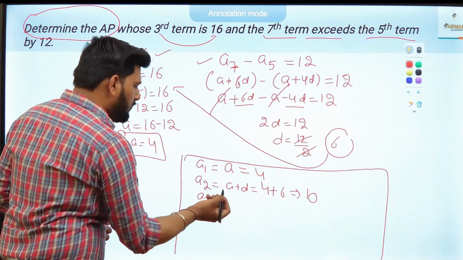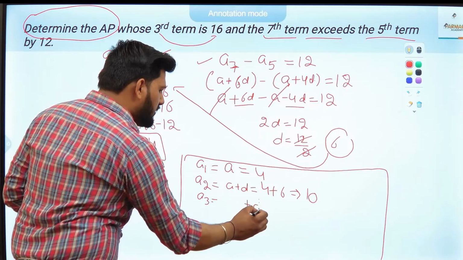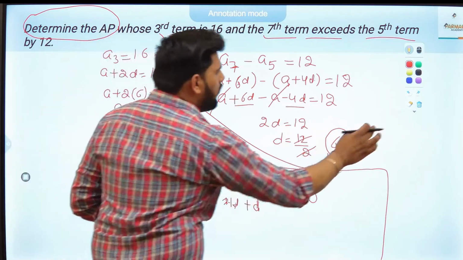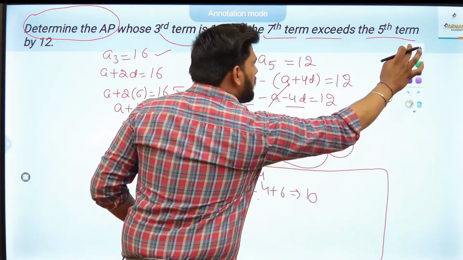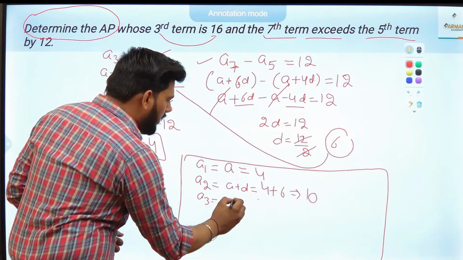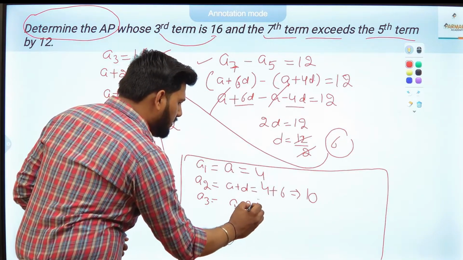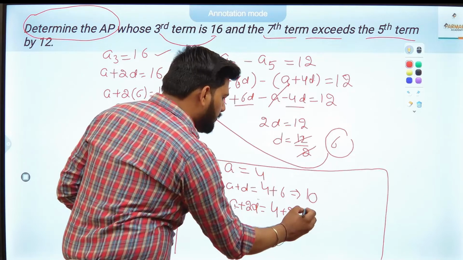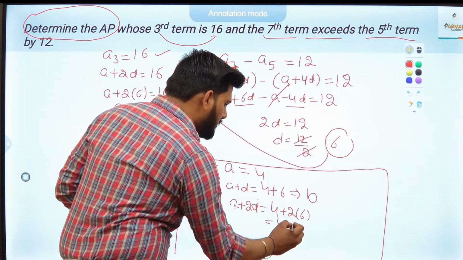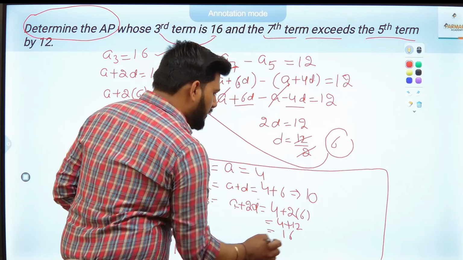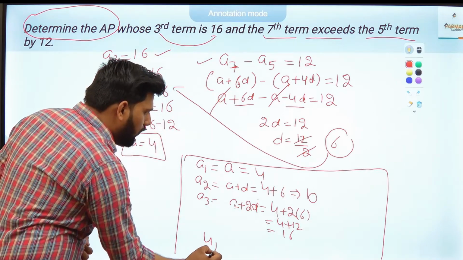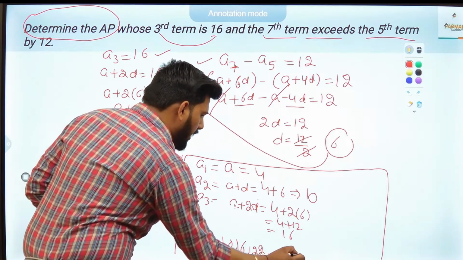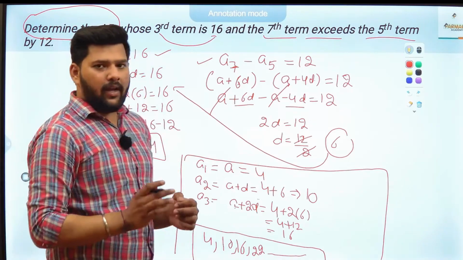How to find the third term? The difference is added to the second term, that is A plus D. Or we will simply use third term is equal to A plus 2 times D. This is a basic formula. A is 4, 2 times D, that is 2 times 6, that is 4 plus 12, that is equal to 16, and so on. So our AP is 4, 10, 16, 22 and so on. So this is the required AP.